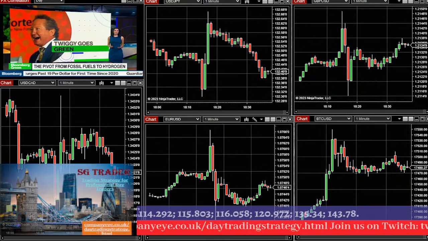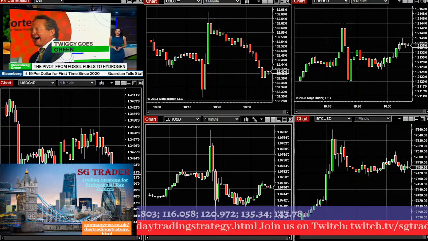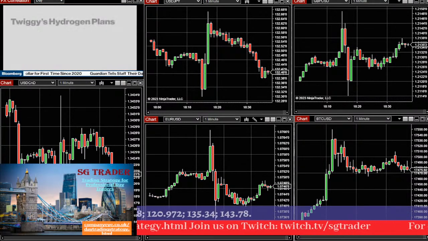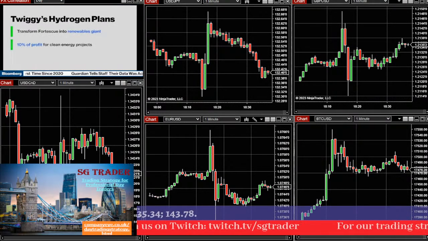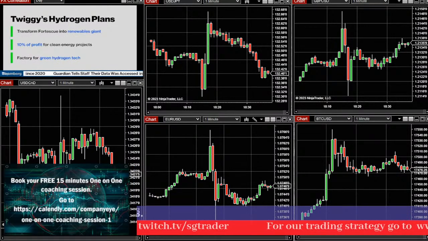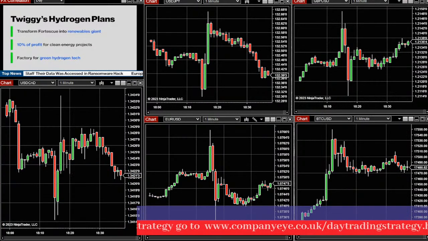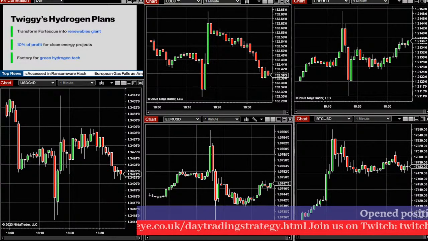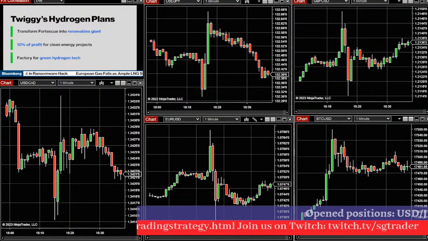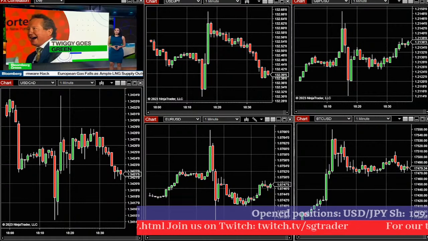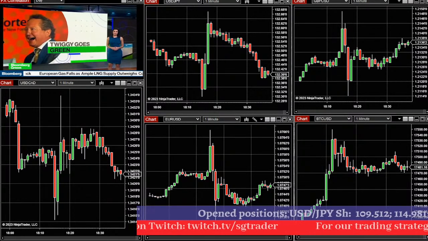But after having made over $10 billion in profit from the metal in the last fiscal year, Twiggy wants to transform Fortescue into a clean energy company. He's been scouring the planet in search of investment opportunities in hydrogen and renewables. The firm plans to allocate up to 10% of its annual profits for green energy investments and is exploring projects across the globe, from Indonesia to Argentina. Francine Lacqua caught up with Twiggy Forrest.